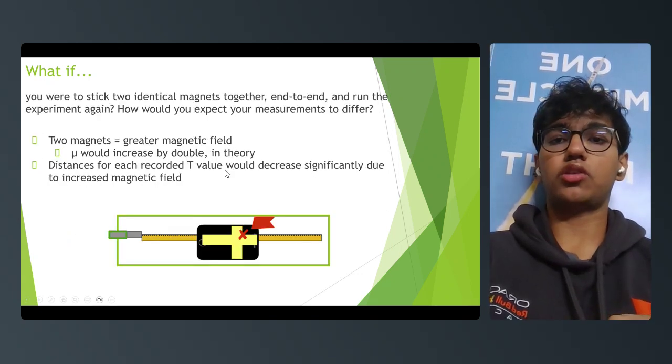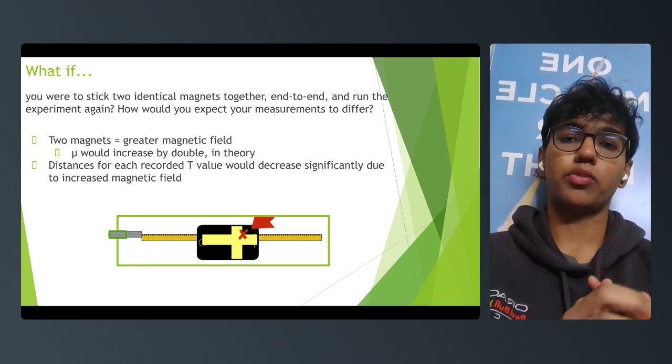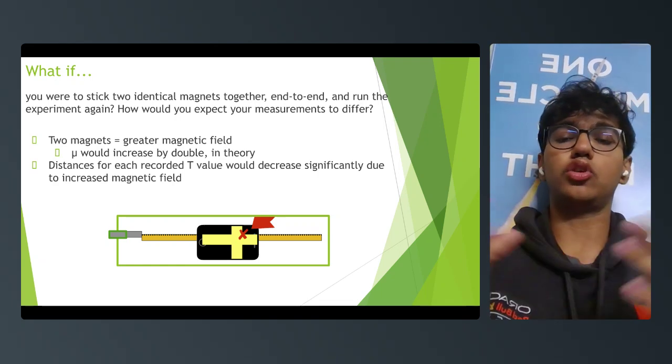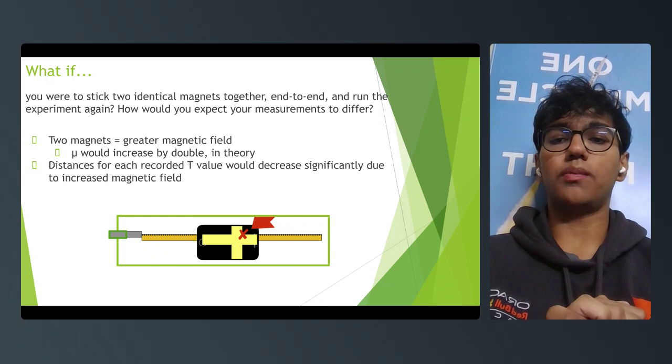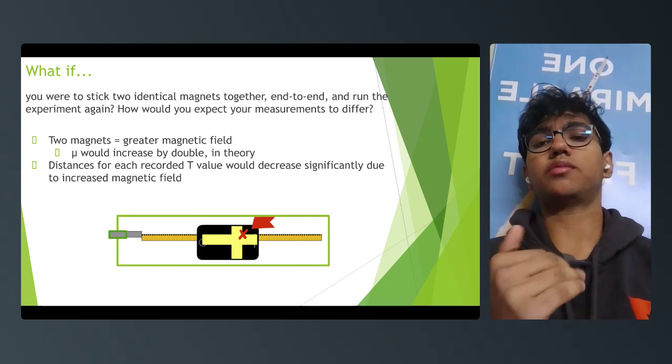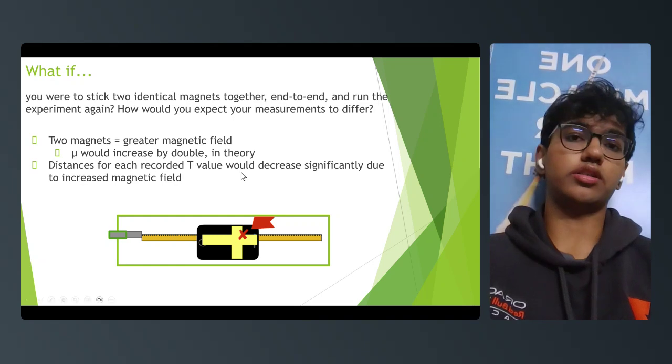What if you were to stick two identical magnets together end to end and run the experiment again? How would your experimental measurements differ? Two magnets give a greater magnetic field, so μ would increase. In theory, if you assume an ideal dipole and the magnets are identical, it would actually double. So the distances for each recorded B value would increase significantly due to the increased magnetic field.